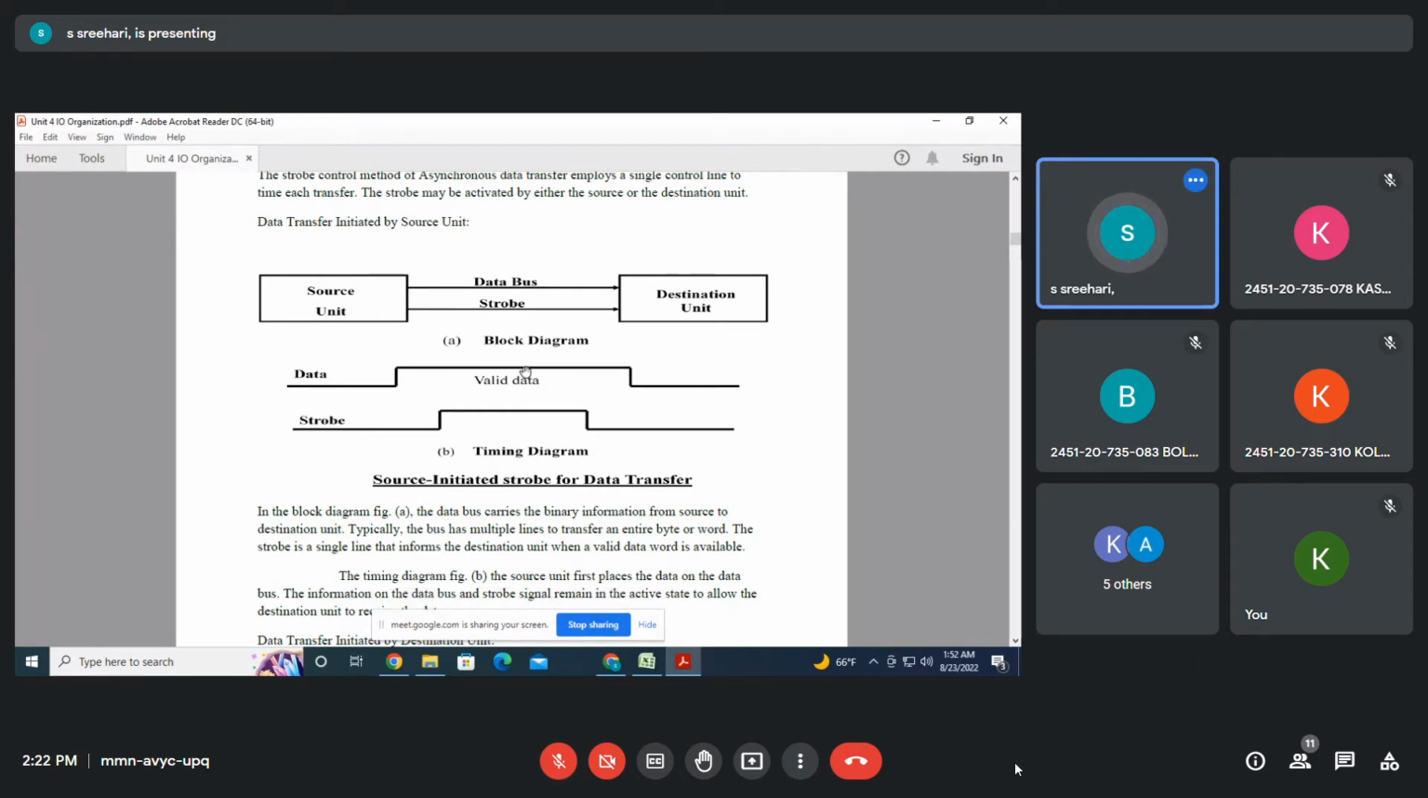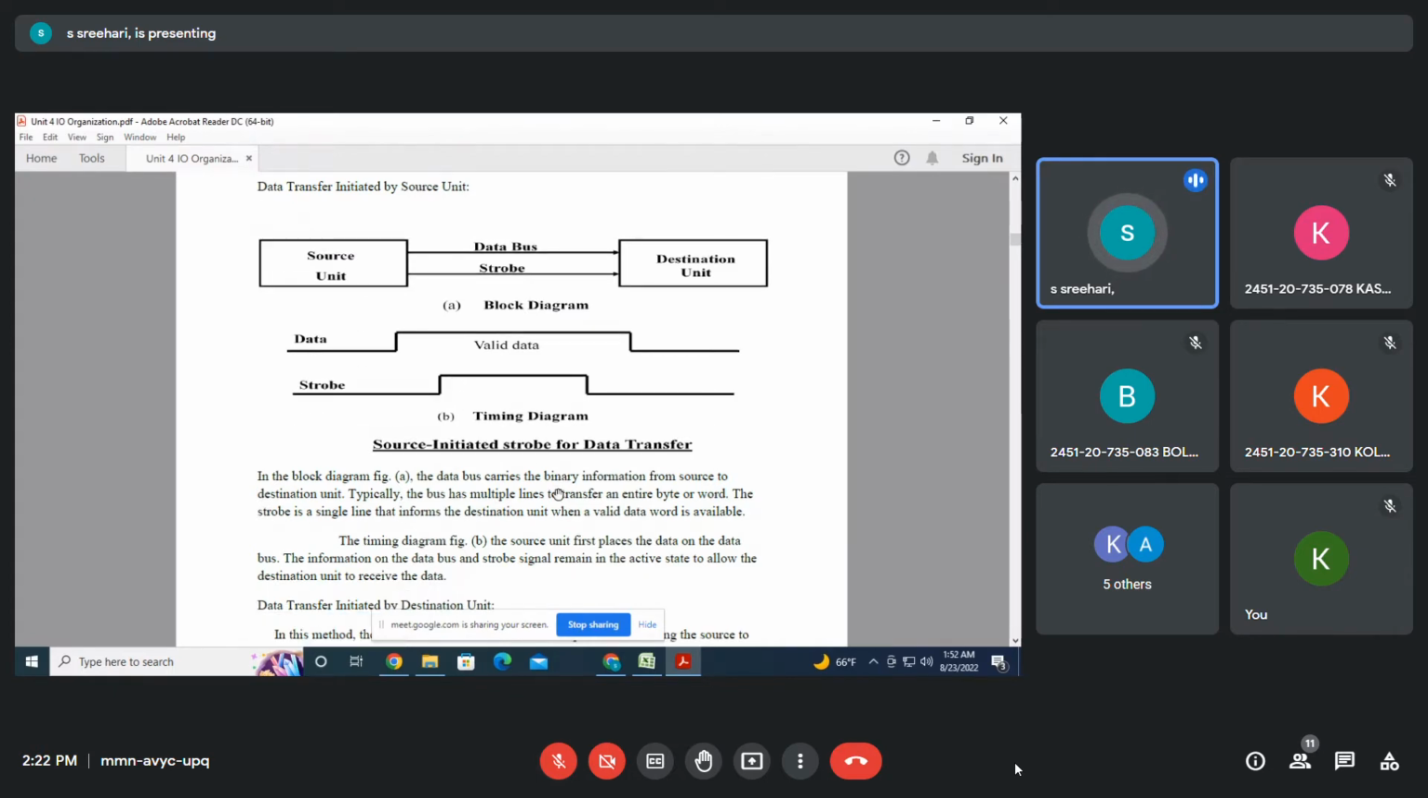So what is the timing diagram? First we need to place the data on the data bus. So this is your starting point. That means first the data is activated on the data bus. After some time, once the data is placed on the data bus, we activate the strobe signal. So this is the source initiated strobe control signal.